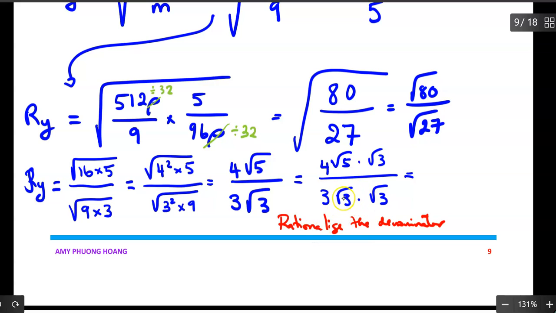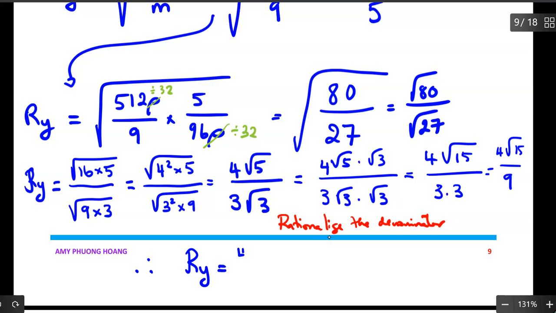Therefore, you have to apply the concept called rationalizing denominators. So I multiply by root 3 to get rid of the root here. But if I multiply the denominator by root 3, I have to multiply the numerator by the same thing as well. So in this case, I should have 4 times square root of 15 divided by 3 times 3, which is equal to 9. Okay, so the answer will be 4 root 15 divided by 9. Therefore, Ry is equal to 4 root 15 divided by 9, and then you cannot simplify this any further.